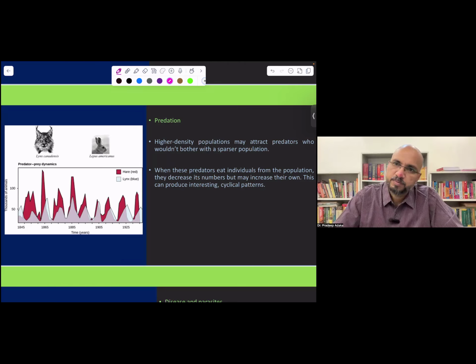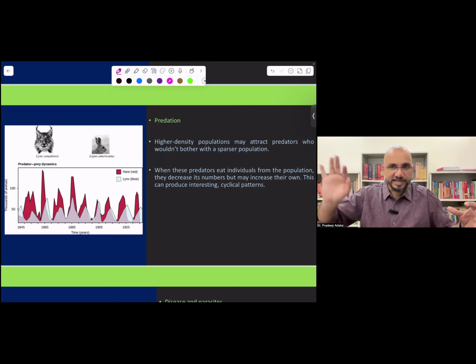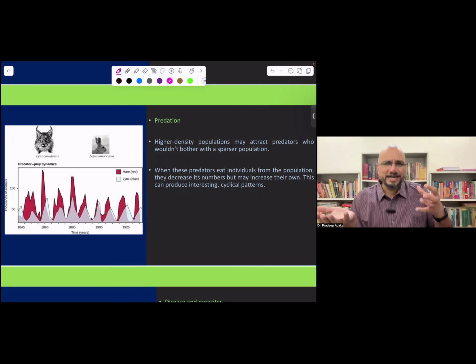So what happened? As the population of snowshoe hare increased, it attracted more predators. The snowshoe hare population is increasing, they are reproducing at a faster rate because plenty of food is available. Now this higher density of prey population has attracted lynx, so now they are hunting. Now these lynx, the predator, are getting plenty of food, so they don't have to think about the food. Now they can reproduce because plenty of resources are available, and they will increase the population.